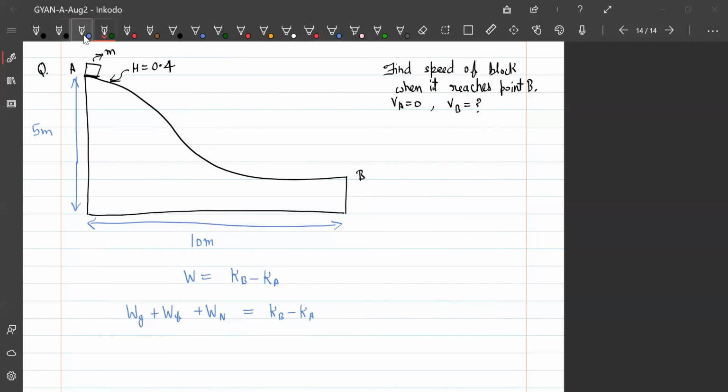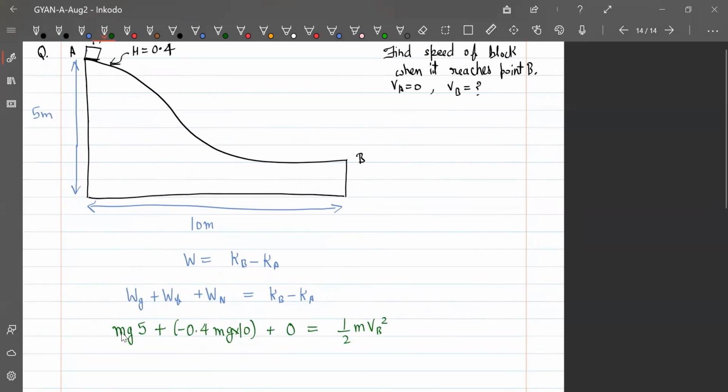Bharvi, tell me the work done by gravity here. What should I write? m into 10 into 5. And work done by friction? Minus 0.4 into m into g into 10. Yeah, minus mu mgl. That's correct. And work done by normal force? 0. That will be equal to half m vB square.